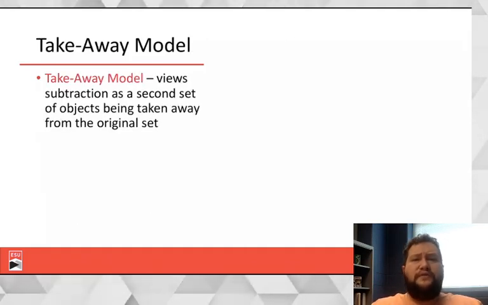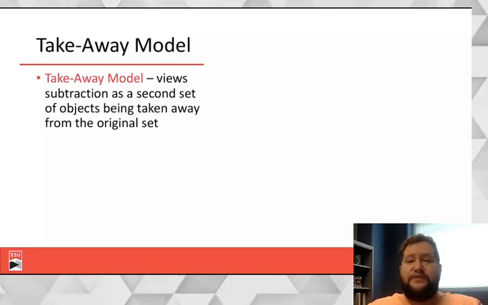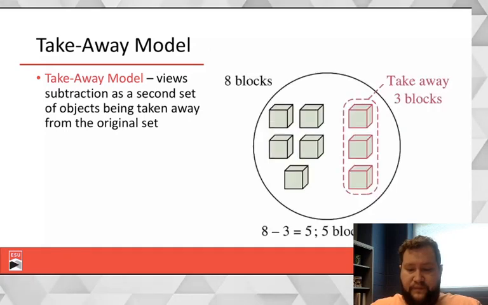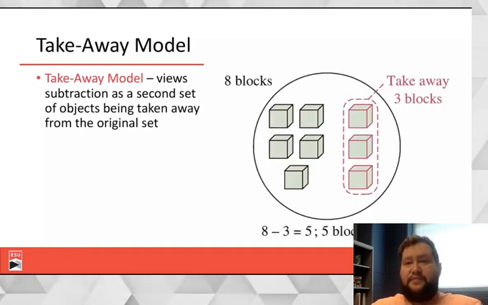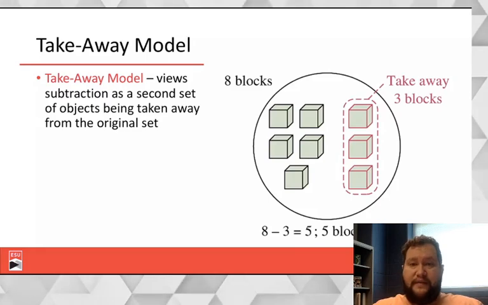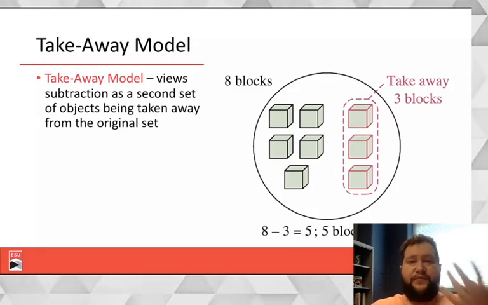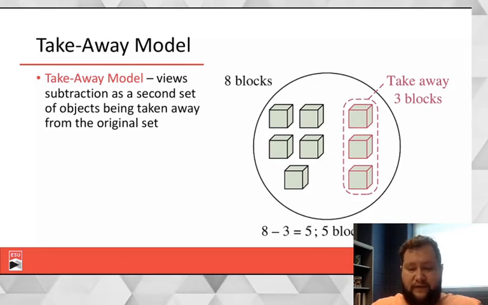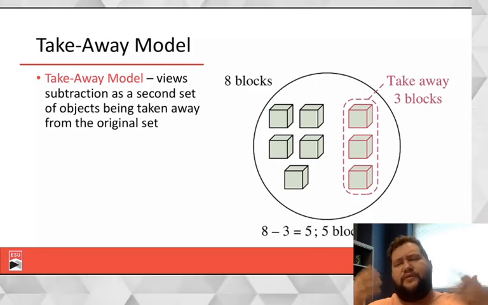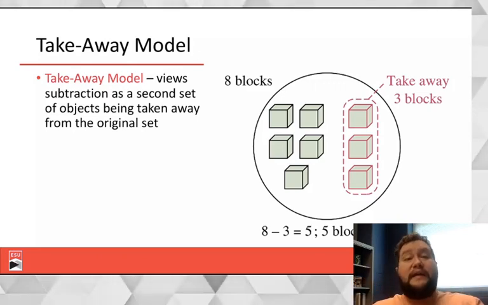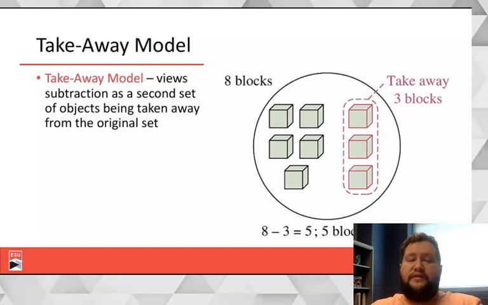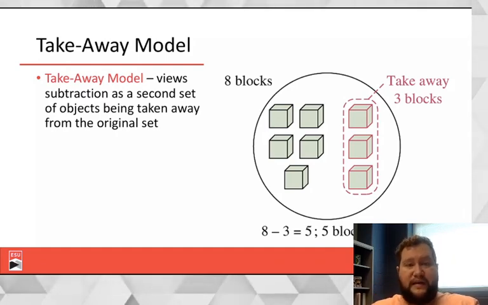A takeaway model views subtraction as some set of objects being taken away from an original set. Here we have a picture with 8 blocks, and we're going to take away 3 of them. We had 8 to begin with, 3 get taken away, and we're left with 5. This is the intuitive approach you probably think about when you think about subtraction in your head: take away. It's also the most concrete: I have 8 blocks and I take 3 away, how many are left? This is the hands-on, really practical approach we can use when we talk with children about the meaning of subtraction.